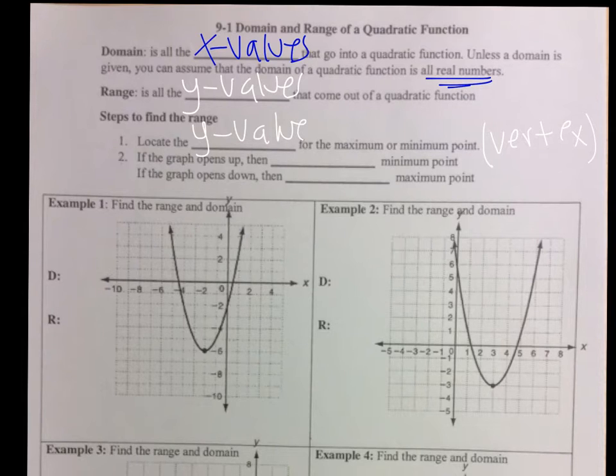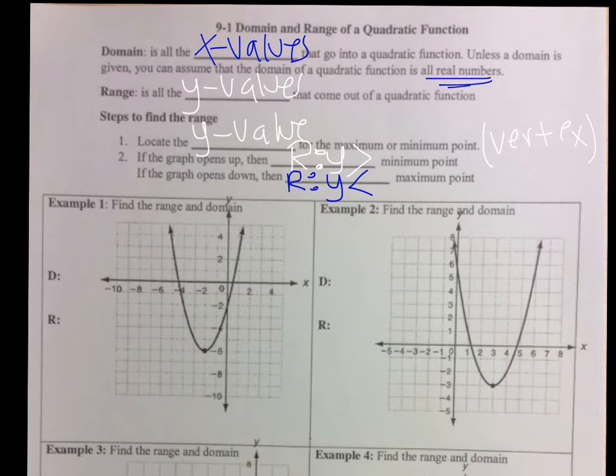Step number 2. If the graph opens up, then your range, I'm going to put it as capital R, would be all your y values that are greater than your minimum point. If the graph opens downwards, then your range, again in capital R, would be all your y values that are less than your maximum point.